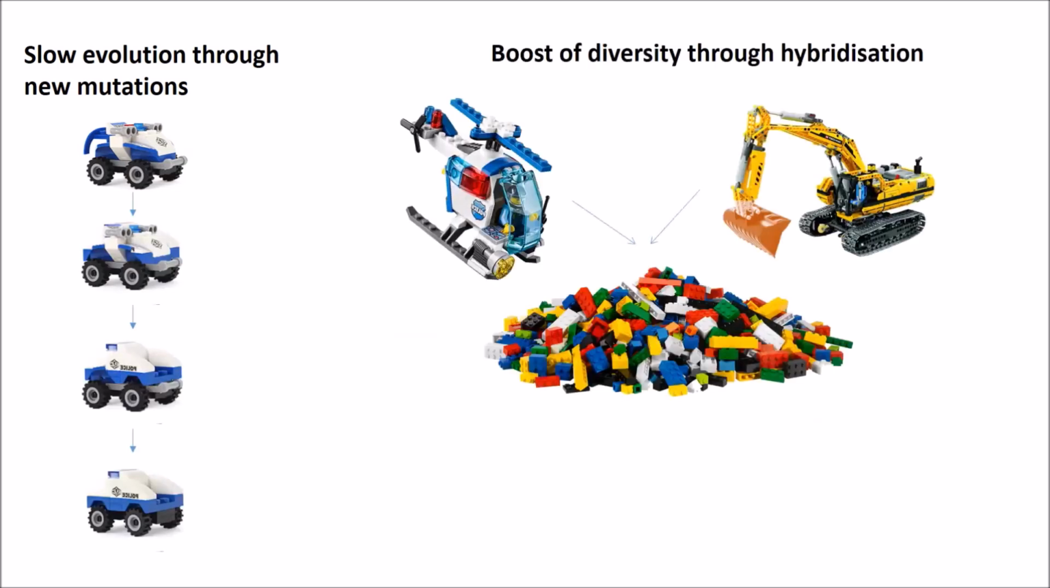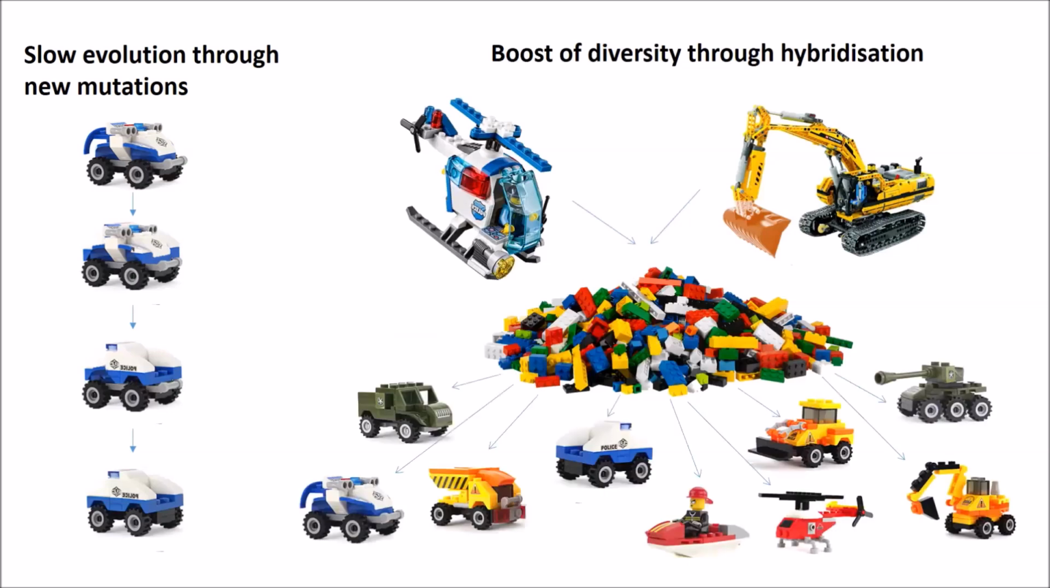And so in a different way, one could summarize it like this. Slow evolution through new mutations would look like this, whereas diversification through hybridization would look like this, where basically it's like combining two very different objects, mixing them up, and then lots of new species can evolve very rapidly.